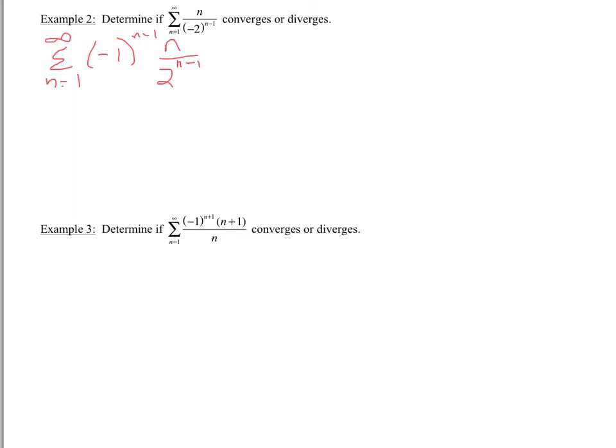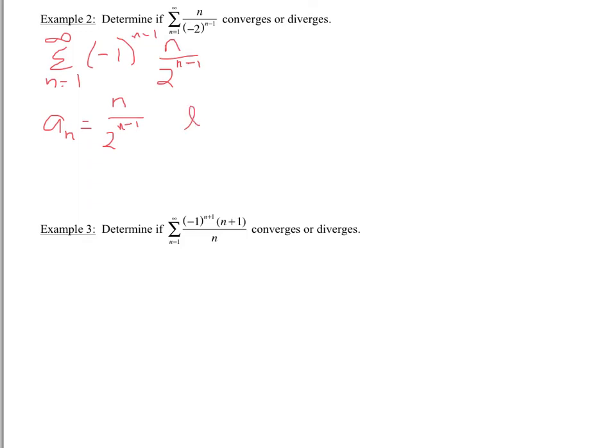Okay, so we're going to let a sub n equal, and remember it's without the alternator. That is another advantage to rewriting the series this way, because a sub n is just n over 2 to the n minus 1. It's not negative 2 to the n minus 1. So be careful with that. This is positive, and that's one of the conditions in the test that we needed to make sure of first.